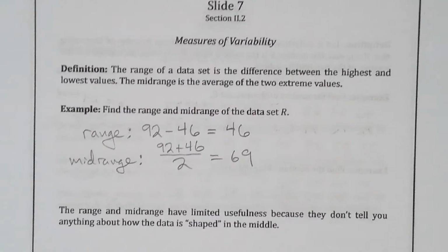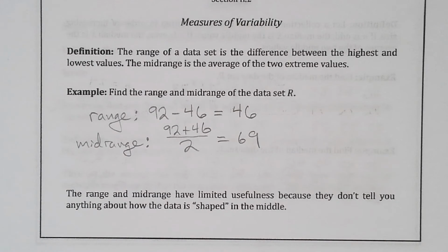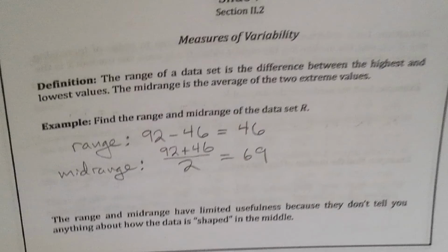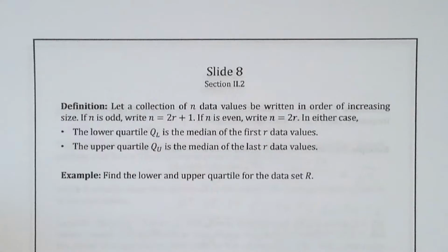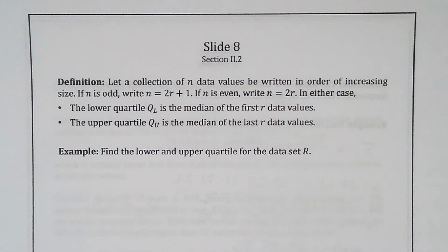Okay, but the range and the mid-range have limited usefulness because they don't tell you anything about how the data is shaped in the middle. All we're seeing is the two extreme values here. Okay, so let's talk about using ideas related to the median to describe the shape of the data.